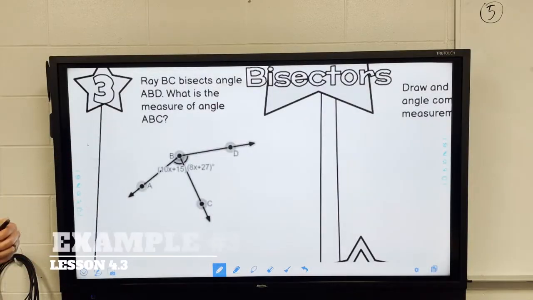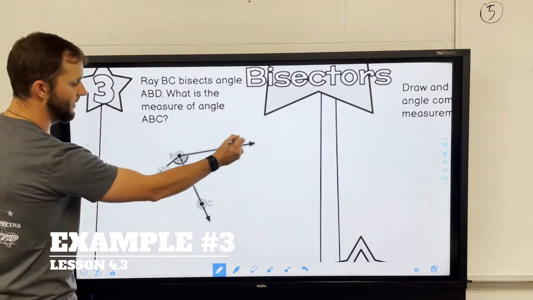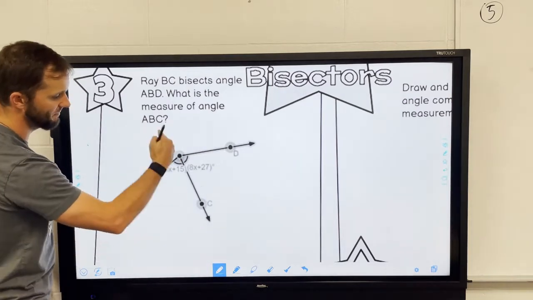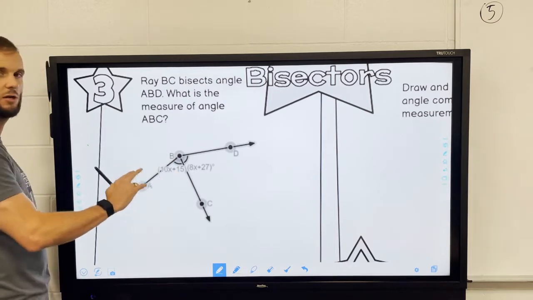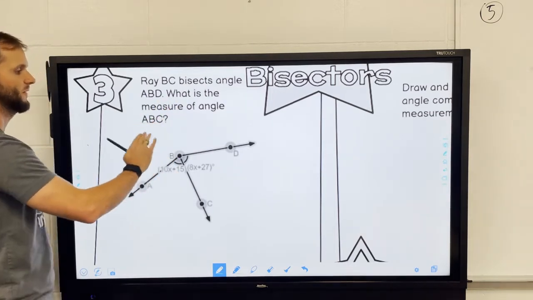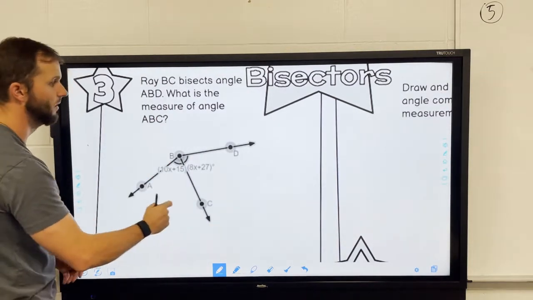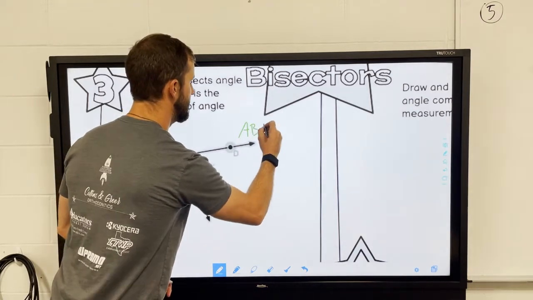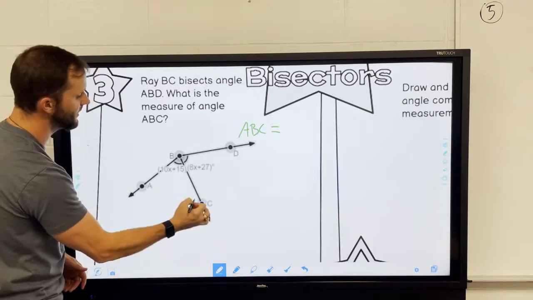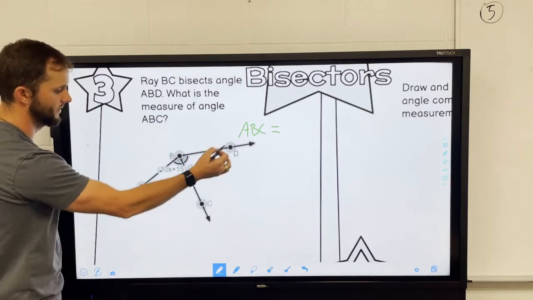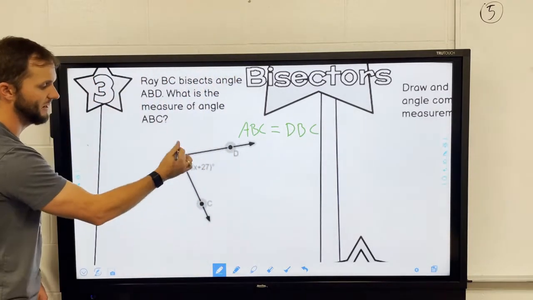On example number 3, it says ray BC bisects angle ABD. So again, I have a big angle ABD, and it's being bisected by BC, meaning cut in half. That means the two smaller angles are going to be equal. It wants to know the measure of angle ABC. So let's look at the concept. If that is cutting it in half, I know ABC is going to be equal to DBC, or CBD, however you want to say it. I'll say DBC. Those two angles are equal because it's being bisected.